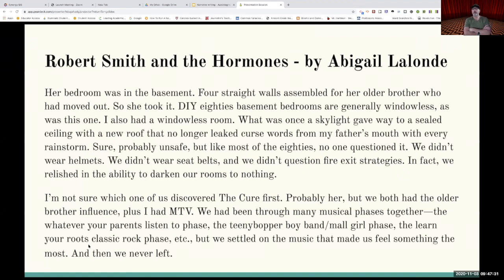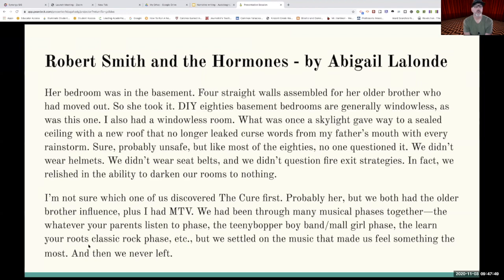So this is a device here when we talk about using simple sentences or one idea per sentence. Here we go. We didn't wear helmets. We didn't wear seatbelts. And we didn't question fire exit strategies. I find that sentence hilarious, by the way, but I won't get into explaining why.